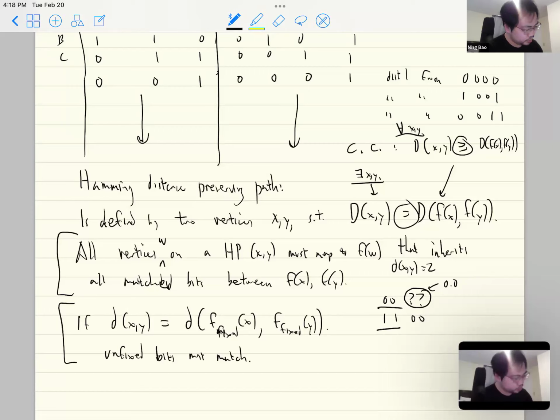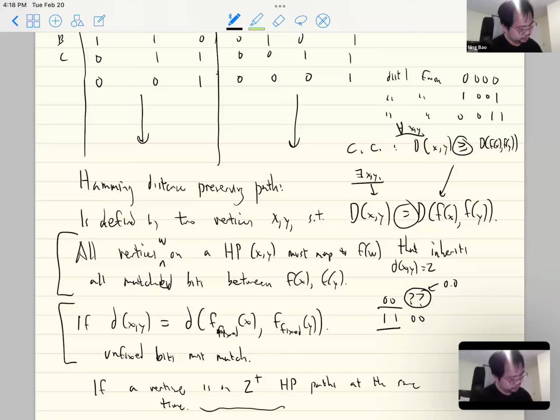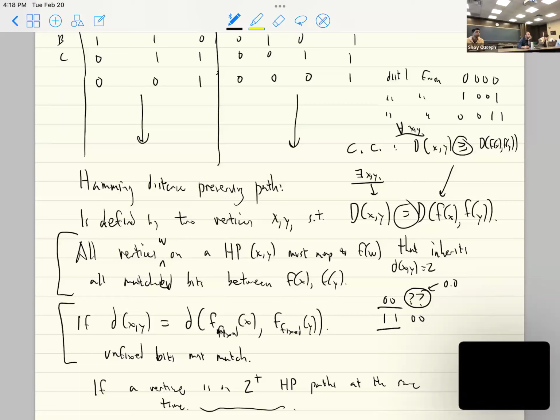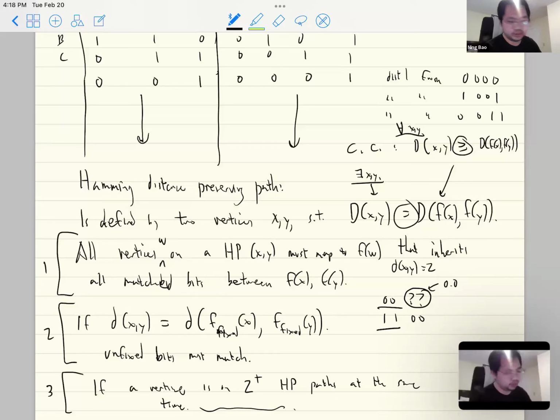And then there's a third, more complicated condition involving if a vertex is on 2 or more Hamming preserving paths at the same time, then something more complicated happens, but it's the same flavor of thing that we're doing here. These are the only 3 routines. We'll call them method 1, method 2, and method 3 that we will use in order to find a faster contraction.